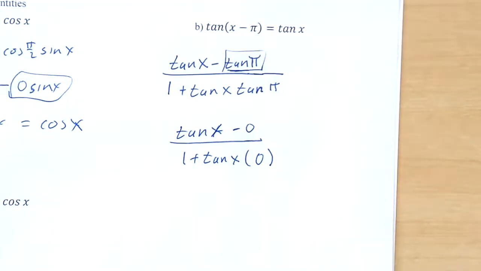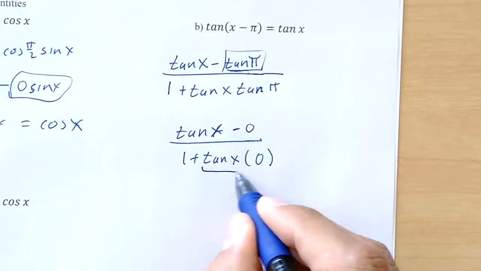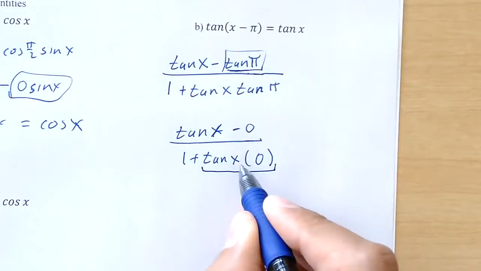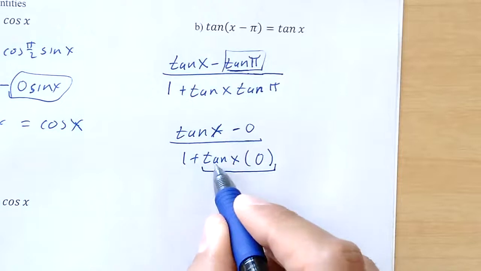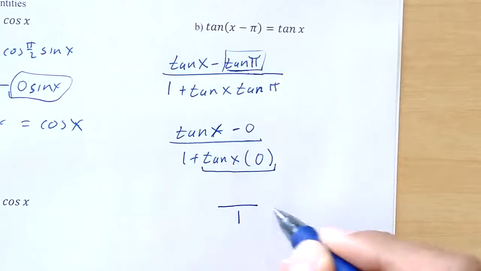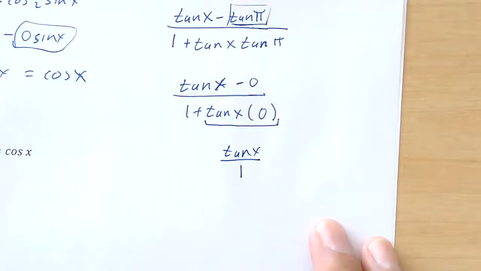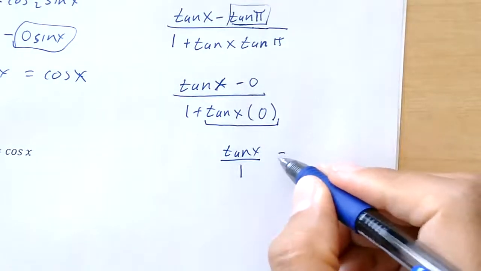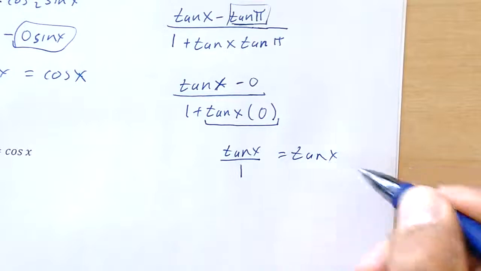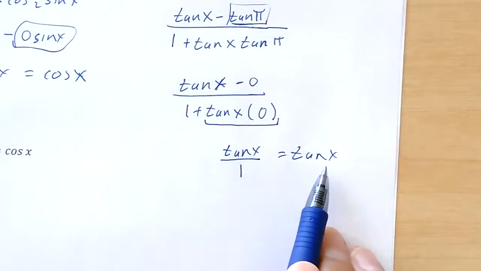So you simplify a little bit. I am multiplying by 0, so this is 0. 1 plus 0 is a 1. And in my numerator, all I have is tan of x. And yes, tangent of x is equal to tangent of x. It's a proof, it is an identity, it is true.